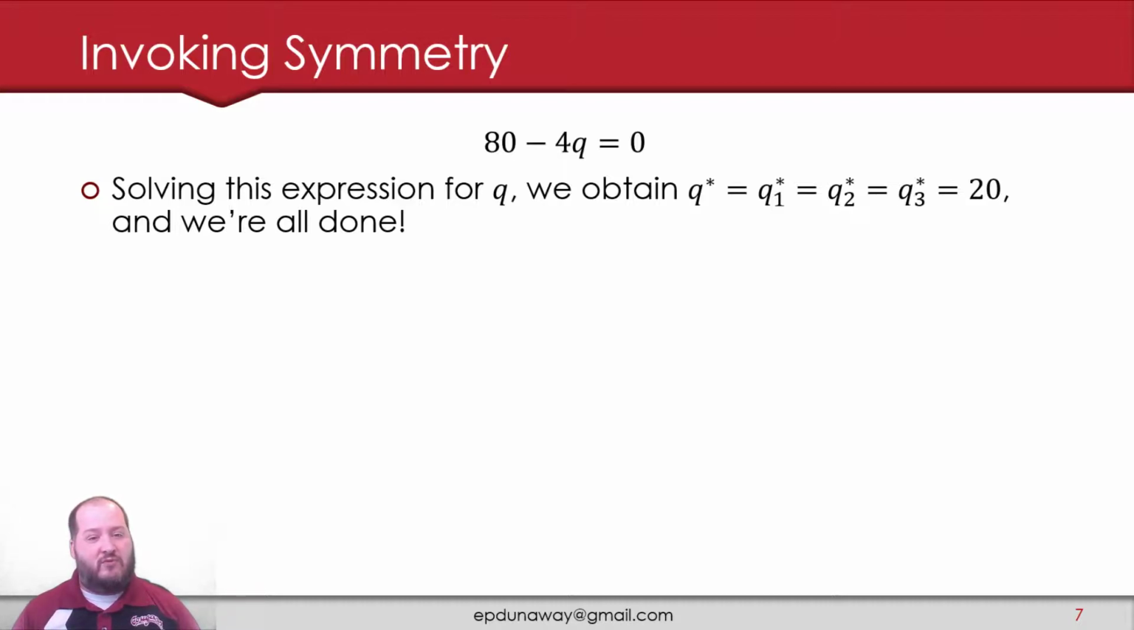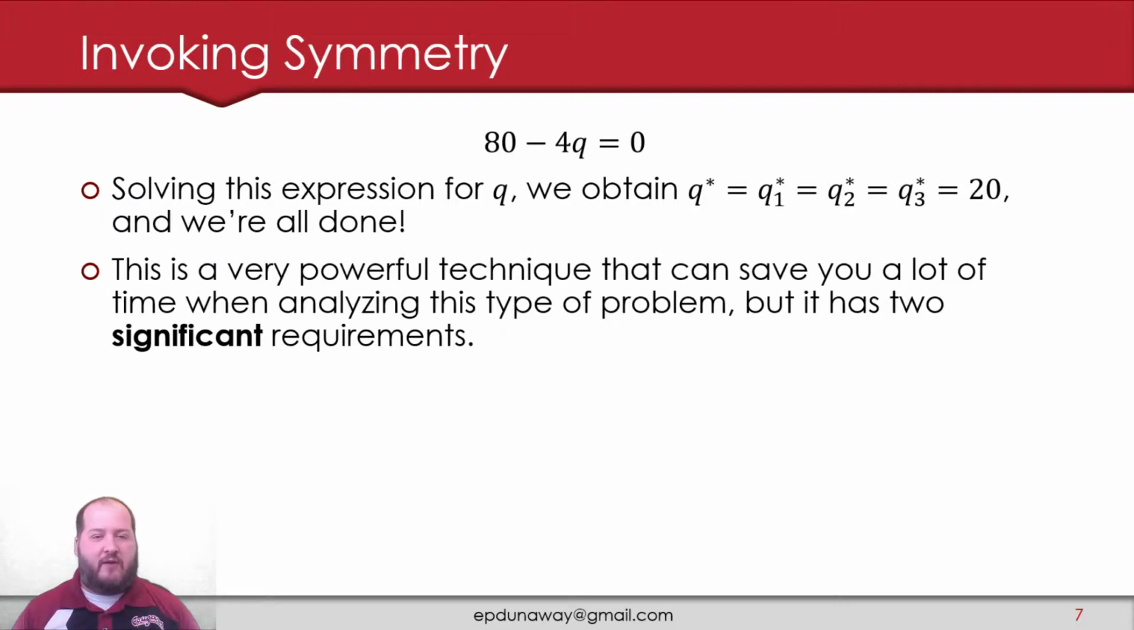I'm going to get that q star, which is also equal to q1 star, which is equal to q2 star, which is equal to q3 star, is equal to 20. And we're all done. That's it. That is our solution right there. If I went through and solved those 3 equations and 3 unknowns, did the substitution or the reduced row echelon form, that is the exact value that I would find. But I was able to invoke symmetry and solve it in about 2 steps, which is fantastic.